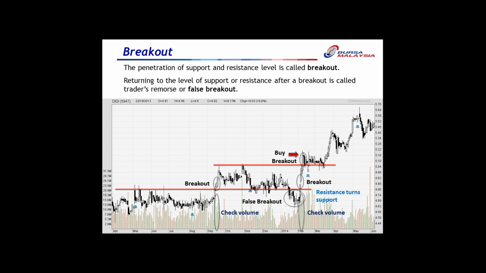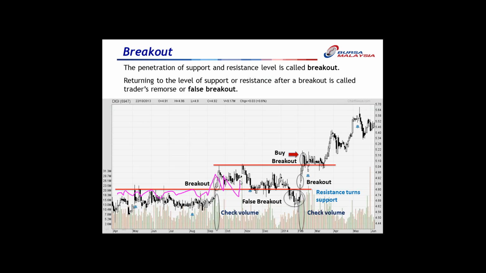Most of the time when the share price breaks out of the resistance level, the resistance will turn support. Alright, in this case, let me go to my pen again. Okay. Now in this case, you see that the share price, this is the resistance level. The price is unable to break through. But once the price breaks through, this becomes support level.